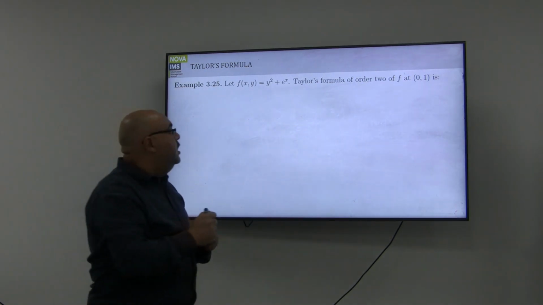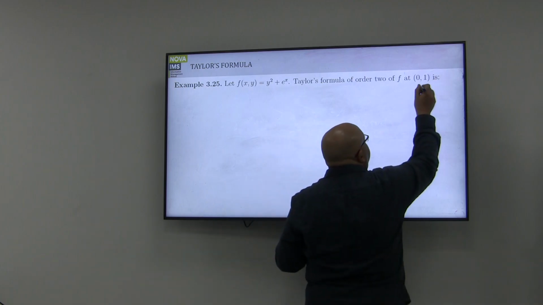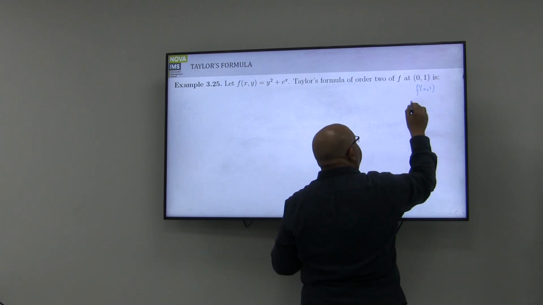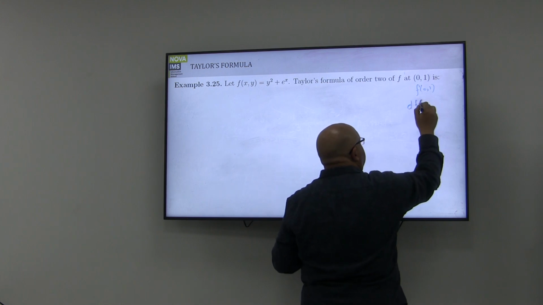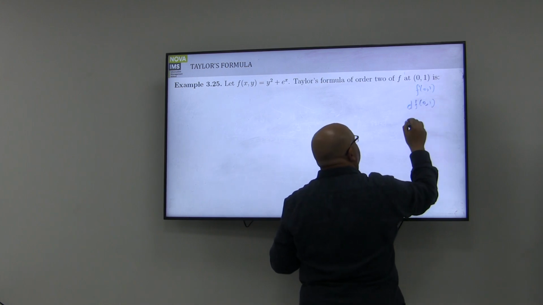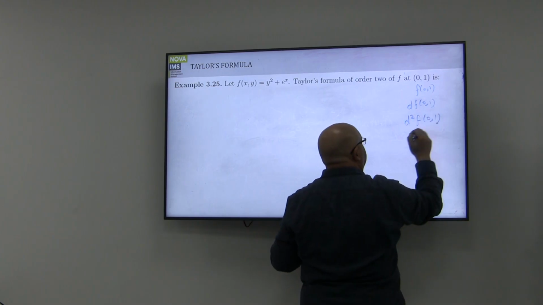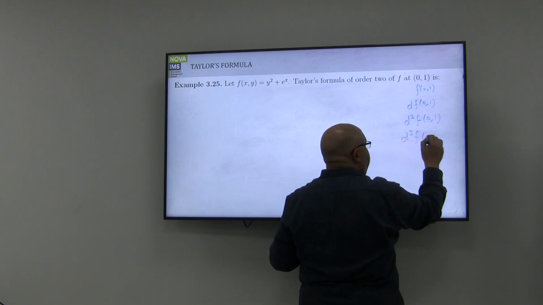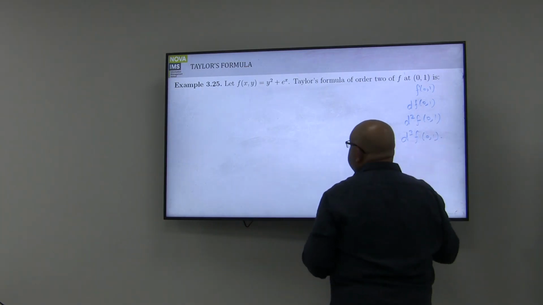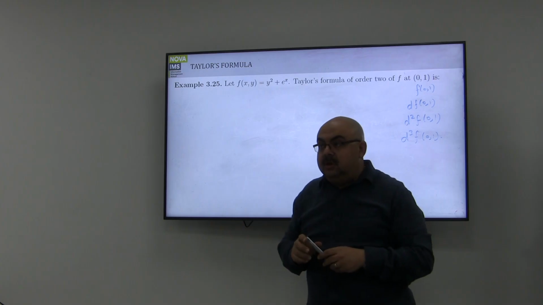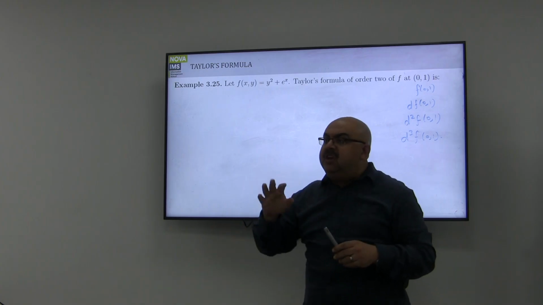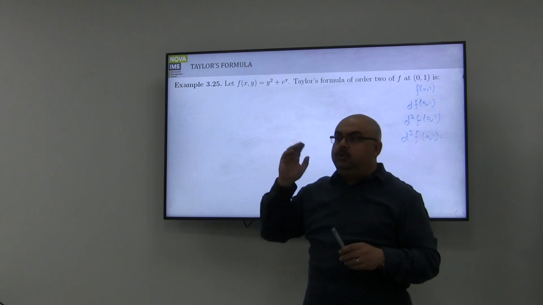So I will need to find the following. Please focus. I will need to find the value of the function at 0 and 1. Then I will need to find the differential of the function at 0 and 1. Then the second differential of the function at 0 and 1. Then I will need the third differential of f at 0 and 1 if I am expanding till the third term. Then I will make the substitution, and if you need to approximate something in the neighborhood of this point, you will be able to.